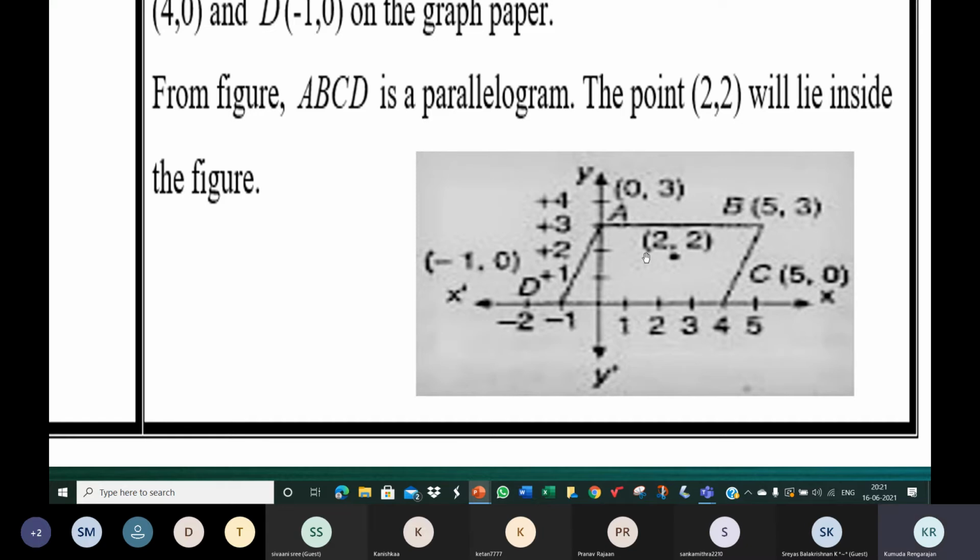So you can say that this is a parallelogram because AB is parallel to CD and AB is equal to CD. ABCD is a parallelogram because one pair of opposite sides is parallel and equal. And there's another question: does 2,2 lie inside the figure? Yes, it lies inside the figure.